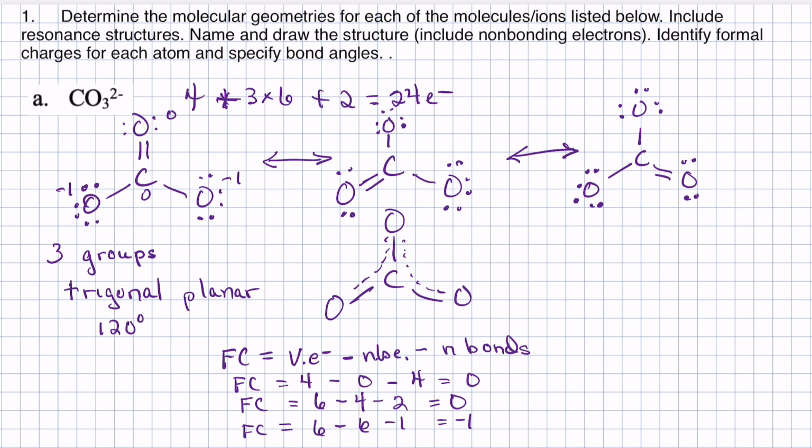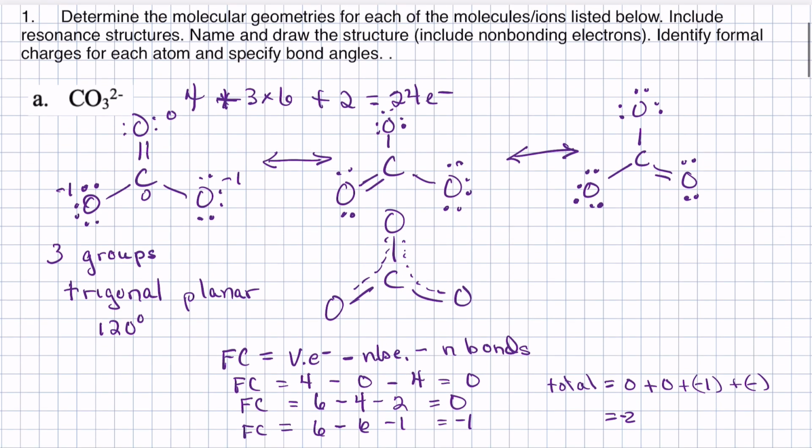Now again, remember that if I add up all the formal charges, the total should be equal to the charge of the species, and indeed it does. The total is equal to 0 on carbon plus 0 on the double bonded oxygen plus -1 plus -1, and that's a total of -2. So that does satisfy that requirement for the carbonate. So we've got 3 resonance structures, and you should draw all 3 in this case.